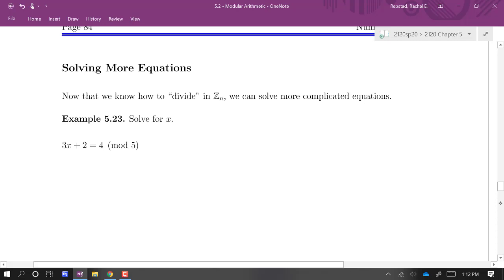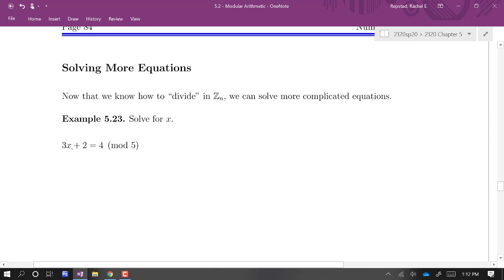So now we know how to do sort of division. I put that in quotes because division isn't really well defined, but we have some multiplicative inverses. So we could solve some more complicated equations. So let's say I want to solve this equation, 3x plus 2 equals 4. This one's a little bit more complicated just because I have a coefficient other than 1 on x. So 3x plus 2 equals 4 mod 5. If this has a solution, it's going to be one of the integers in mod 5 from 0 to 4.